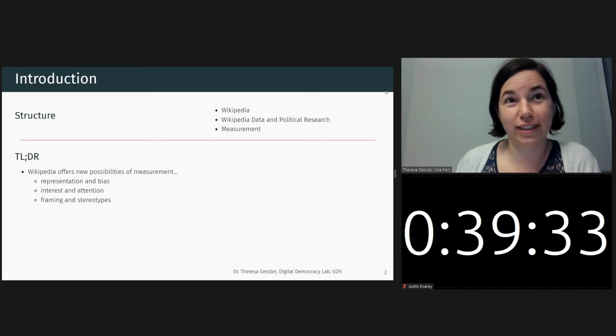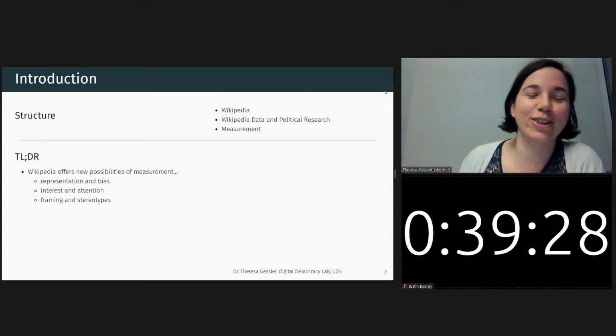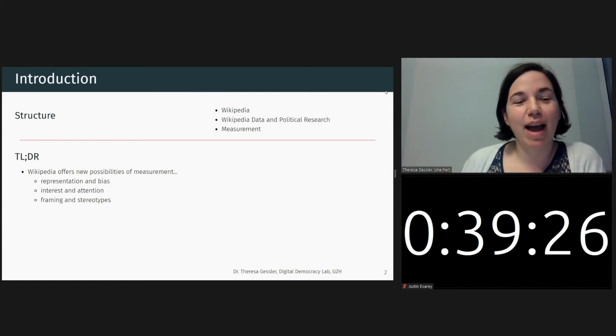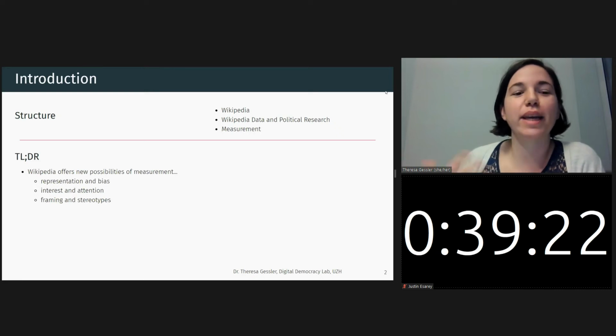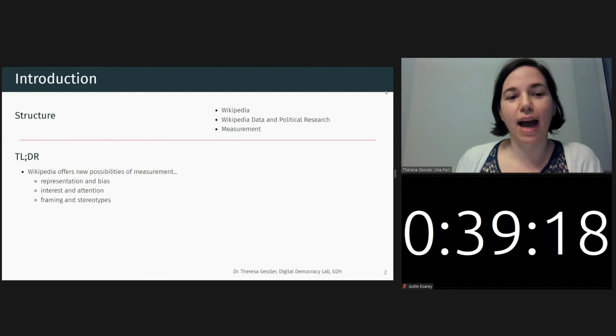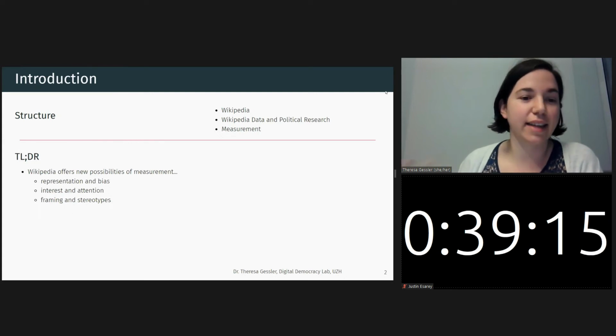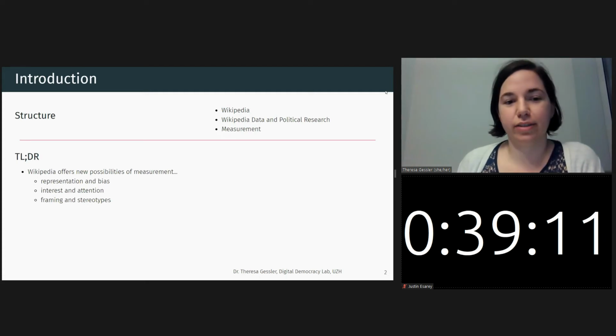The too long didn't read, or maybe too long not listening, version of the talk is that I'm arguing that Wikipedia offers new possibilities of measurement for three types of concepts. The first being representation and bias, the second interest and attention in different things, and the third framing and stereotypes.